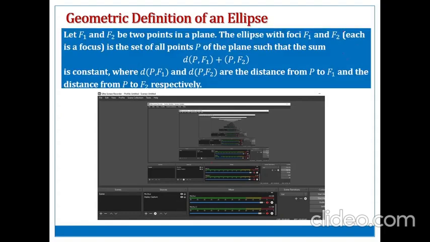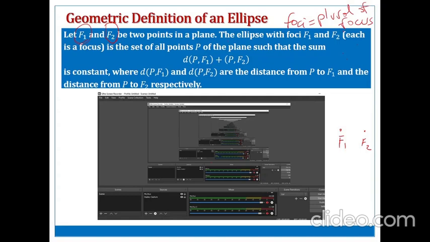Mathematically, we say let F1 and F2 be 2 points in a plane. These are our pins here. Like here, I can say this is F1, and this we say F2. And the ellipse with foci, we call them the focuses or foci. Foci is the plural of focus. So we have 2 focuses, so 2 foci.